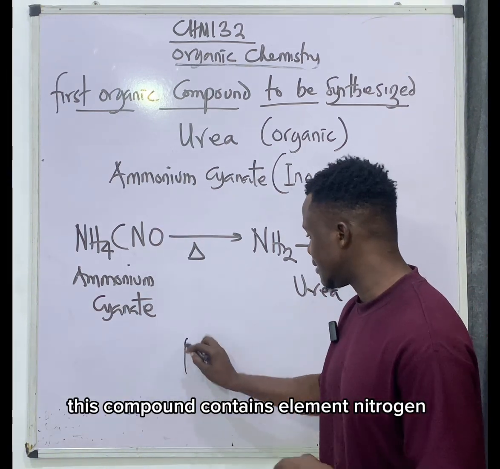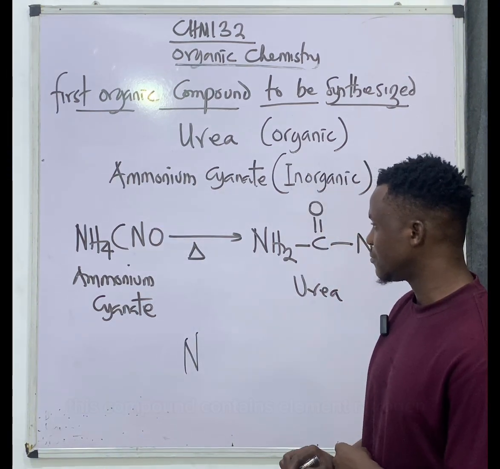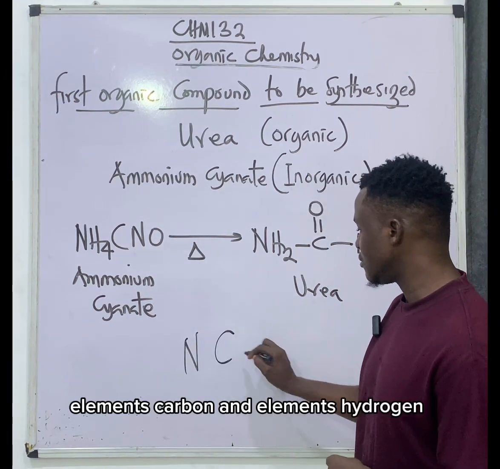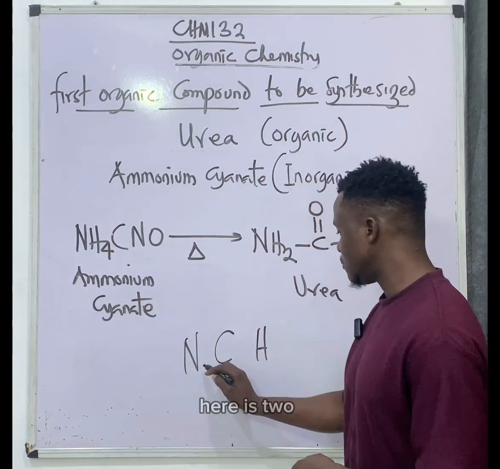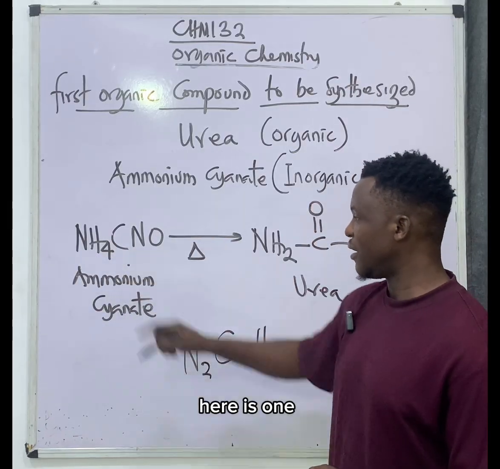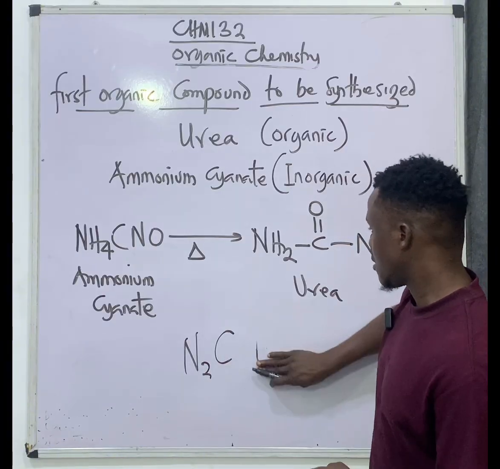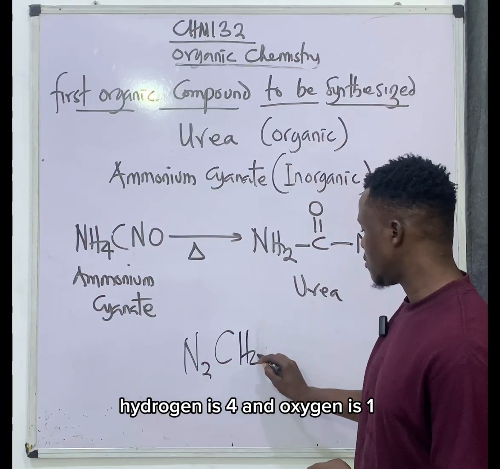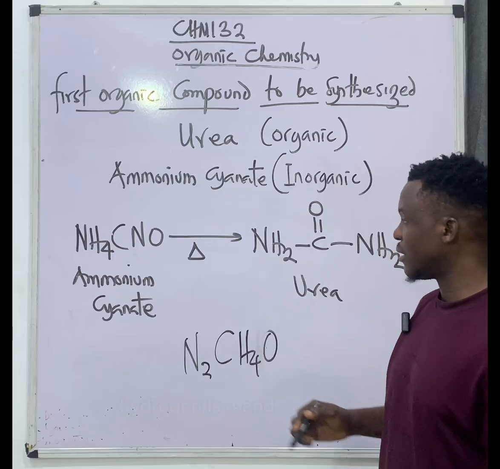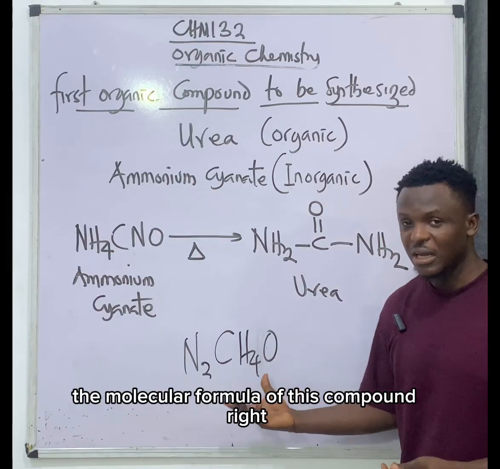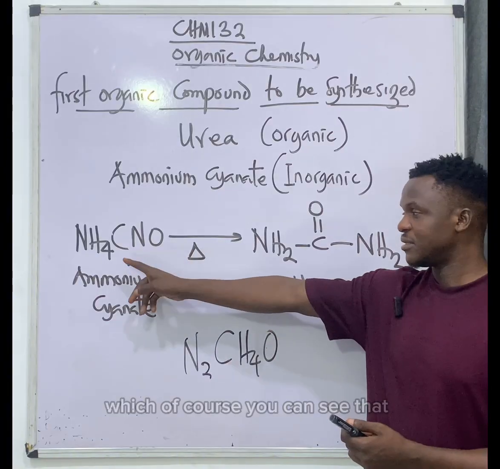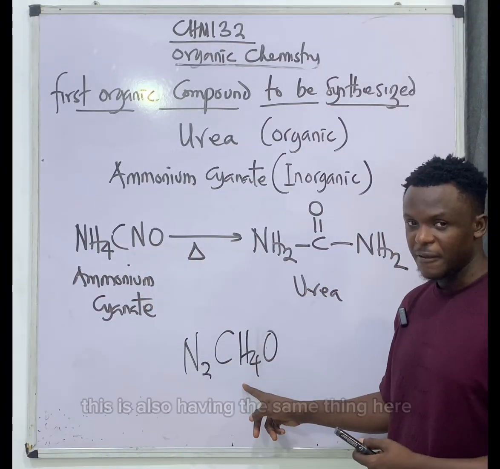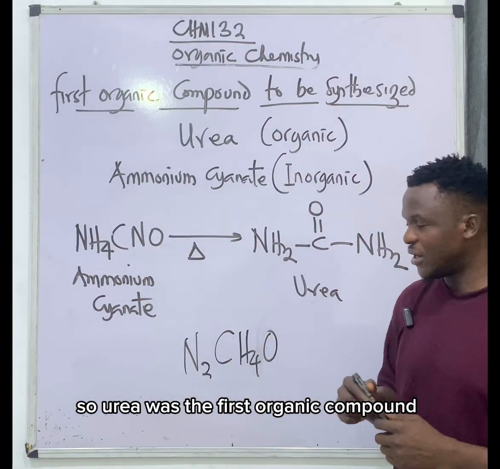This compound contains the elements nitrogen, carbon, and hydrogen. How many nitrogen do we have here? It is 2. How many carbon do we have here? It is 1. Hydrogen is 4, and oxygen is 1. So this is basically the molecular formula of this compound, right? Which of course you can see is also the same here. So urea was the first organic compound.